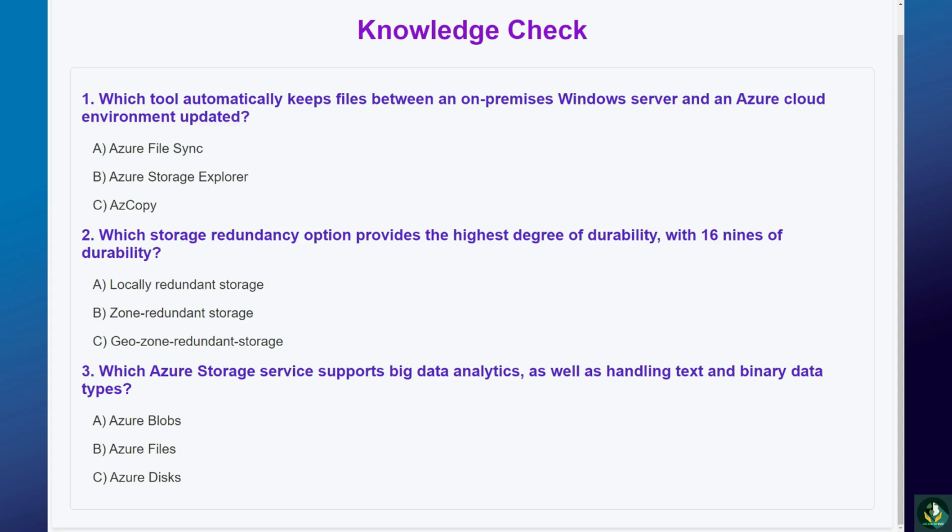Which Azure Storage Service supports big data analytics, as well as handling text and binary data types? Correct answer: A. Azure Blobs. Explanation. Azure Blob Storage is optimized for storing massive amounts of unstructured data, including text and binary data. It's particularly well suited for big data analytics scenarios, supporting services like Azure HDInsight, Azure Databricks, and Azure Synapse Analytics. While Azure Files is great for file shares and Azure Disks are used for VM storage, neither is specifically designed for big data analytics in the same way as Azure Blobs.